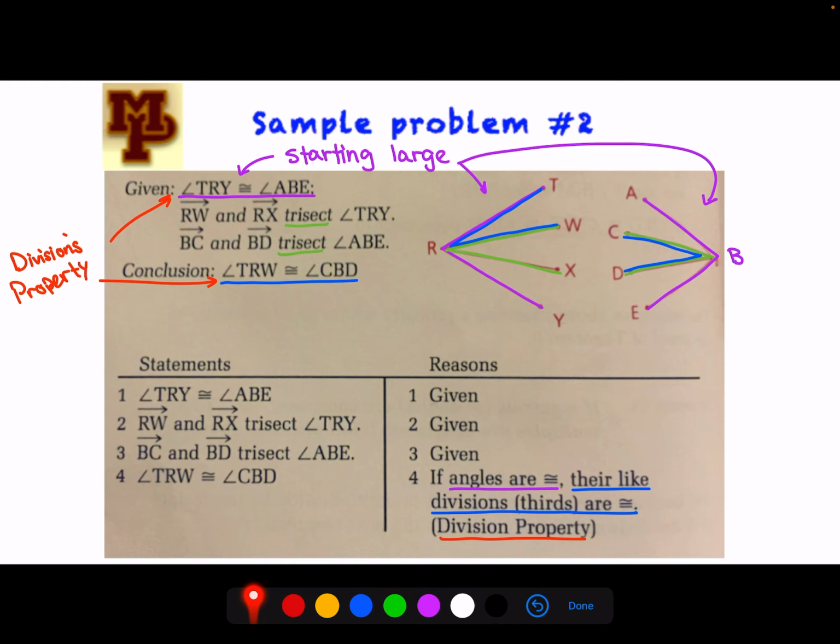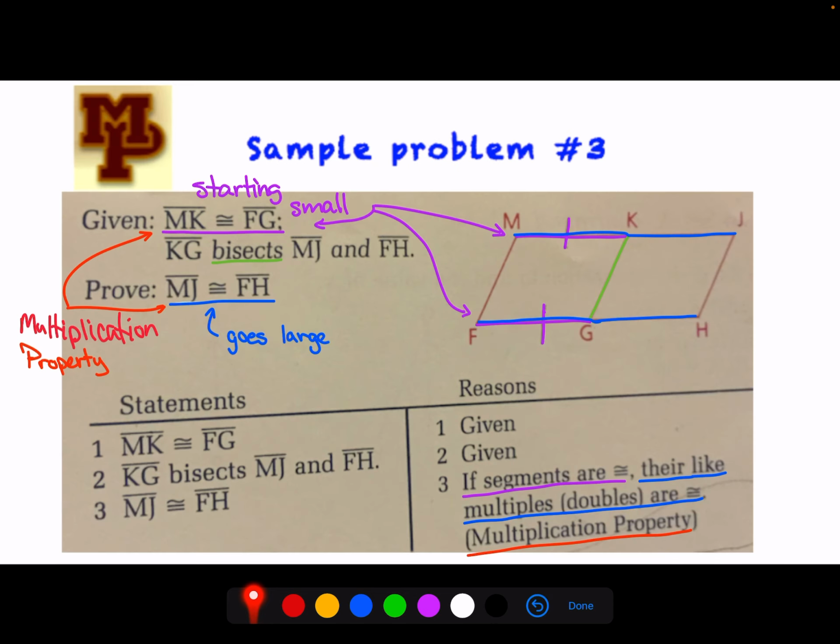Here is our 3rd and final sample proof for today. We'll be doing one of these later on, so keep that in mind. So for this one, the first thing I look for is the word bisect, trisect, or midpoint written twice. But looking at it, I only see bisect written once. Now, at this point, I'm going to go ahead and read through that given statement. KG bisects segment MJ and segment FH. So it's bisecting 2 things, 2 different segments. So that's the same as writing it twice.